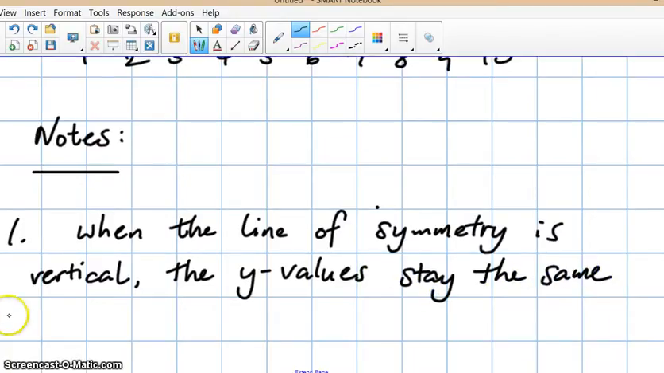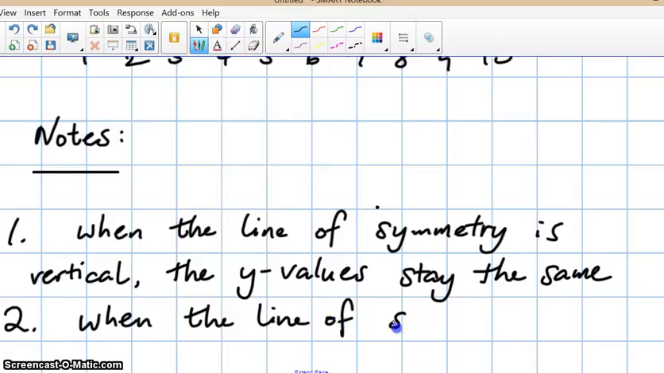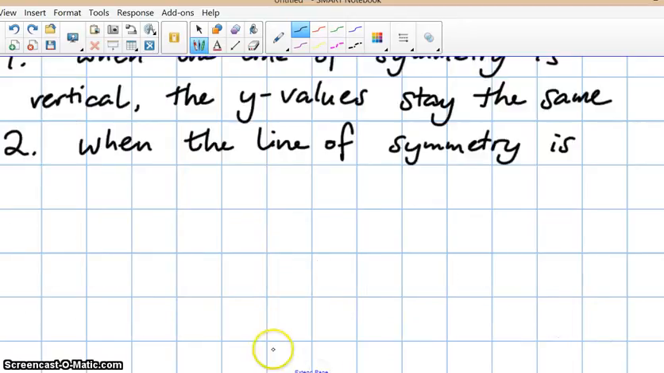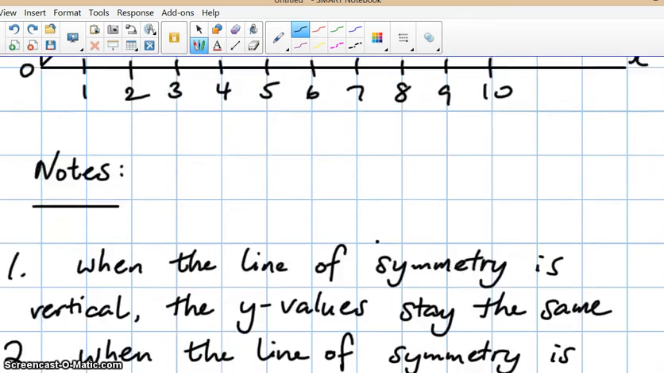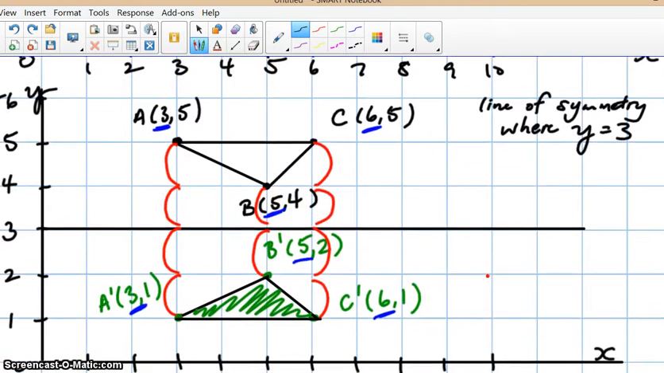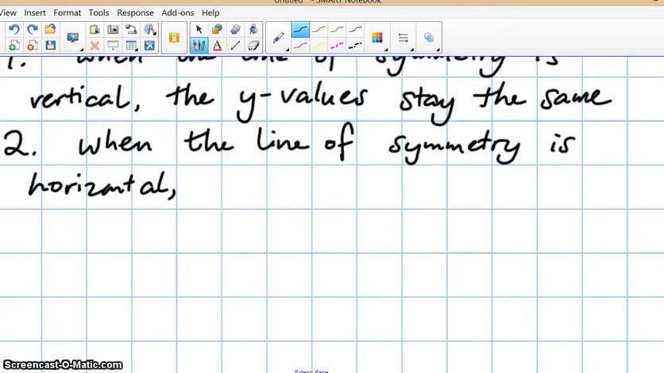Okay? In example number 2, we had the line of symmetry being horizontal. So when the line of symmetry is horizontal, as in the second example up here, we found out that the x values stayed the same.